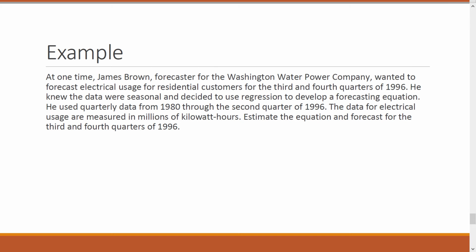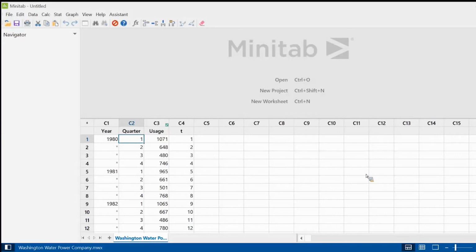So in this example, we have a pure time series data in the sense that we only have one variable, which is the electrical usage, right? And it's going through time. And also it is quarterly data. The data file should be named Washington Water Power Company. So now I'm going to show you the data, and I'm going to share my Minitab screen. So let's take a look at the data.